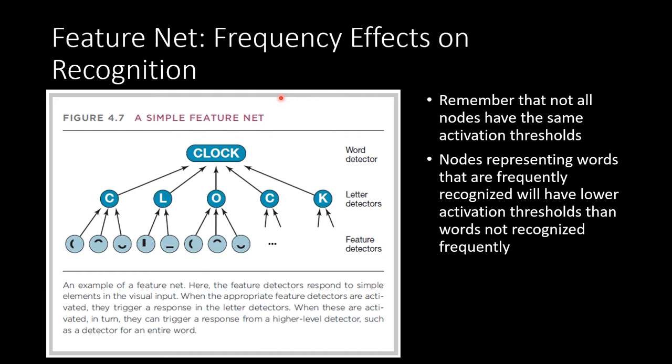And we can use these feature nets to theorize about how that could be. Now, remember, this system has no knowledge of what words are frequent and what are not. Rather, it only has some units in it that have low activation thresholds, and others that have higher activation thresholds. And that in itself is enough to explain frequency effects. And how, you might ask, do these thresholds change?